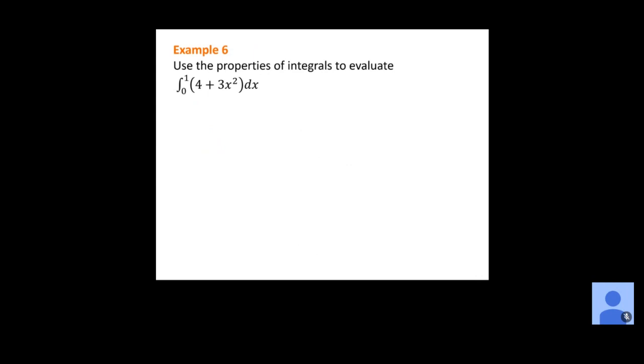Okay, good. So since we have addition in there, we're allowed to split it into two separate integrals. I'm going to write this as the integral from 0 to 1 of 4 dx plus the integral from 0 to 1 of 3x squared dx. So anytime you have addition or subtraction, you're allowed to split that into two separate integrals. Again, just keep the upper and lower limits the same. All right. What else could we do now?